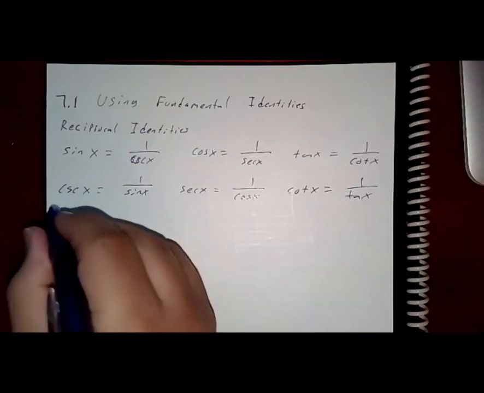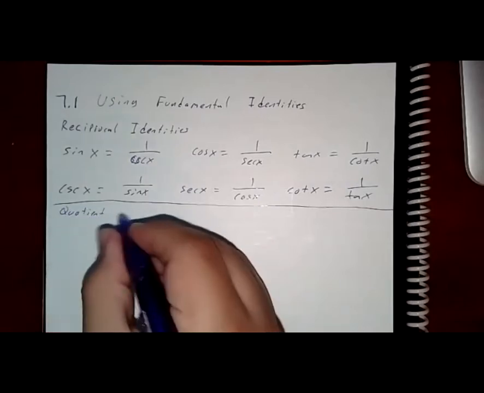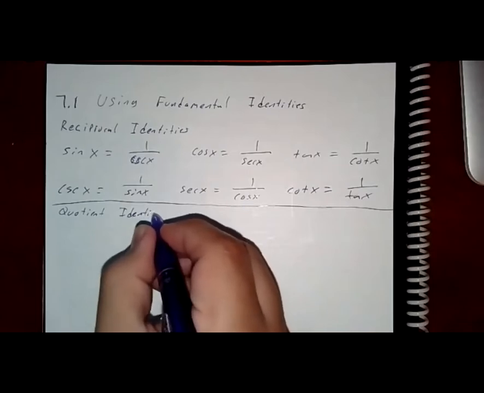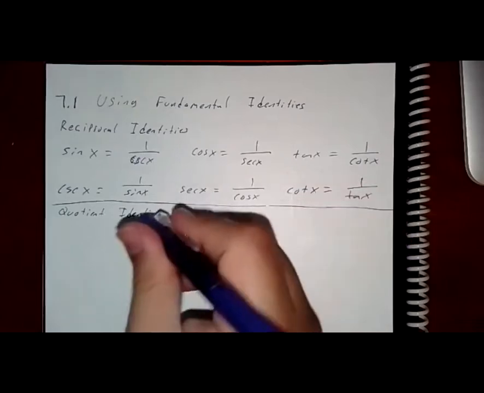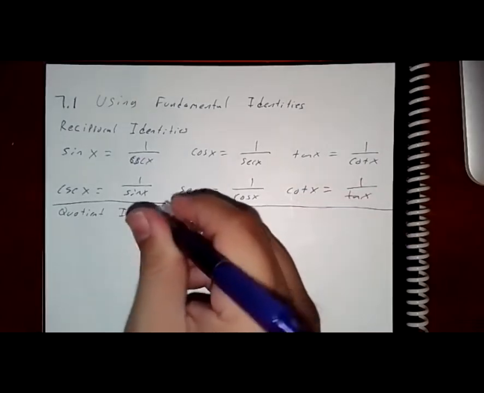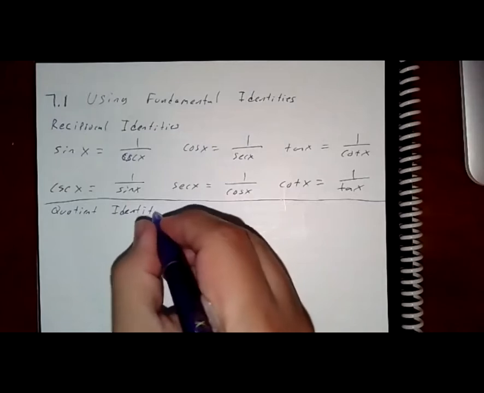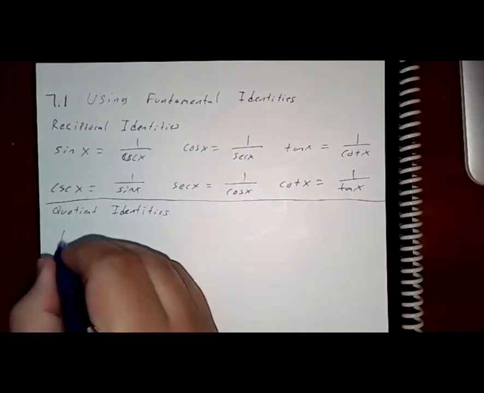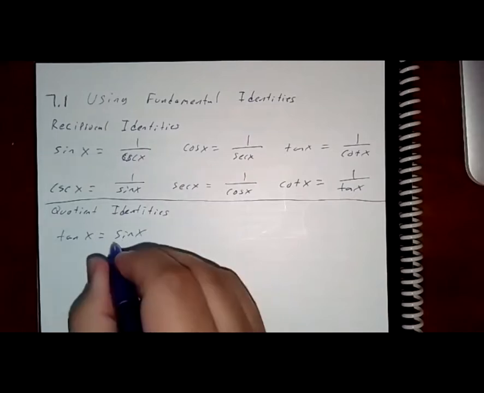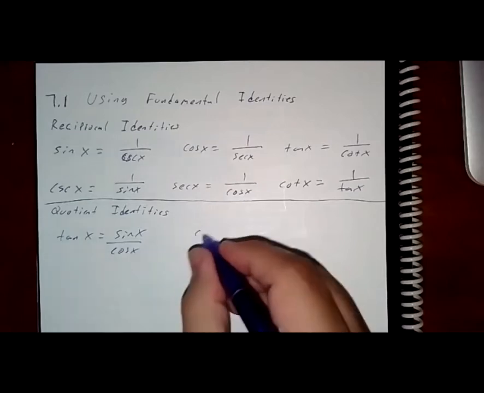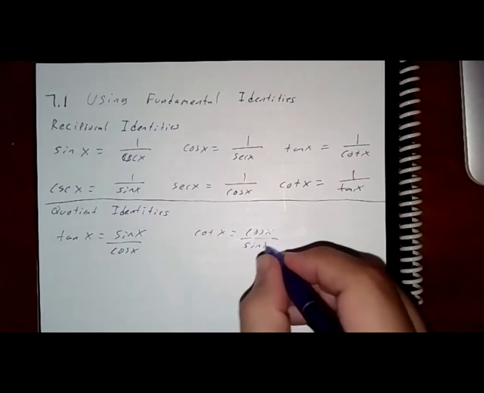Quotient identities that we've mentioned before. It's the next ones. Tangent x is equal to the quotient of sine x over cosine x. Cotan x is equal to cosine x over sine x. These are all, I'm assuming, very familiar.